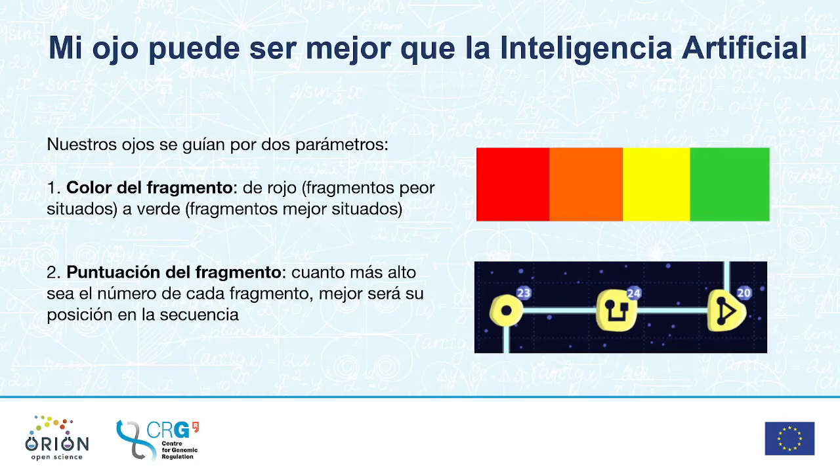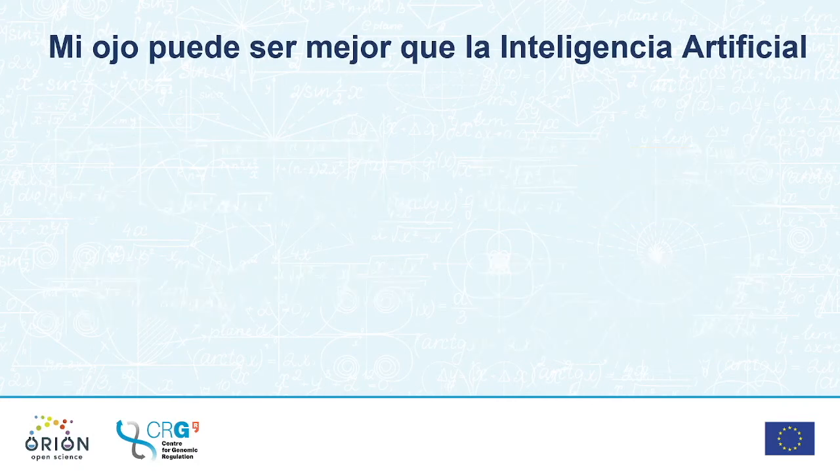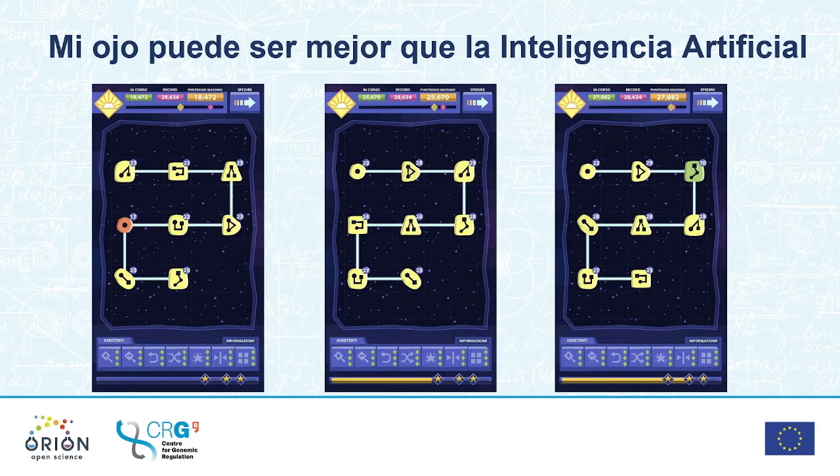To give an idea of how this indicator works, let's have a look at these screenshots taken at different moments of the game. You can see how, from left to right, the pieces change their positions, giving rise to different configurations of the sequence. In particular, we have configurations with higher and higher scores. That means better and better configurations, in which the color of the fragments changes from warmer to colder shades, and the score associated with each fragment increases its value.